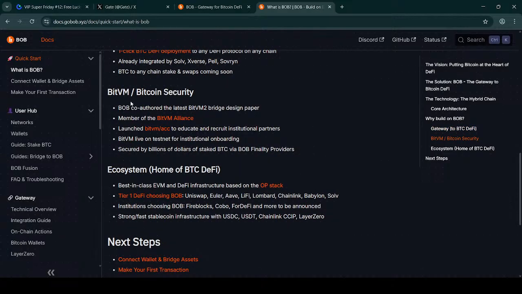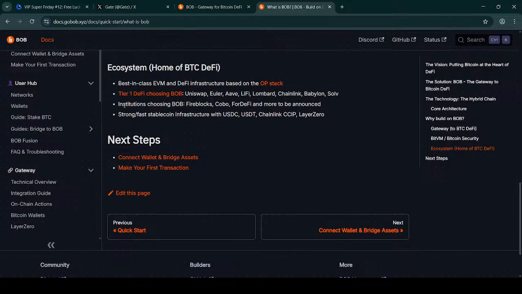On BitVM and Bitcoin security, BOB co-authored the latest BitVM design paper and is a member of the BitVM Alliance. BitVM is live on the testnet for institutional onboarding and security, backed by billions of dollars of staked BTC on BOB, with finality providers.